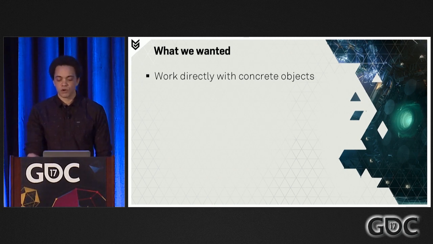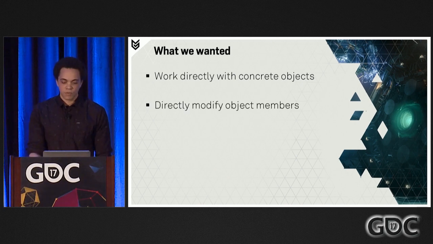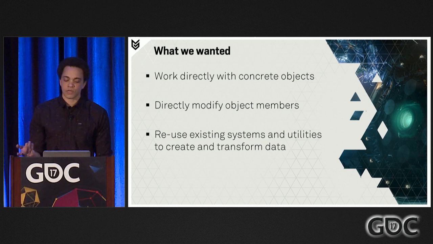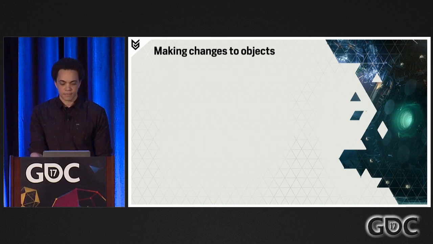And data modification by the code should just be performed with direct member access or via accessor functions. And mostly as a corollary of these two goals, we should be able to reuse any existing data transformation utilities that already existed within the engine code and within our conversion pipeline. So doing these things would mean that our game and engine programmers would also understand the editor code and would find it easy to work with.